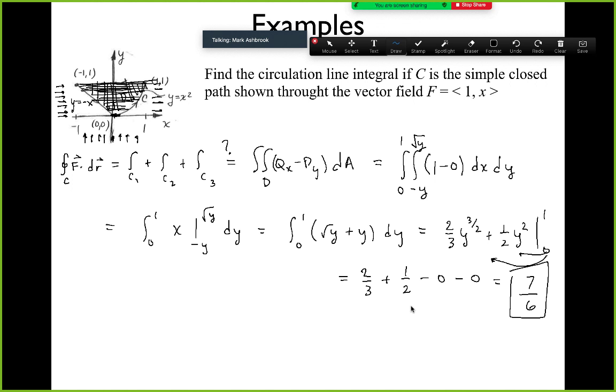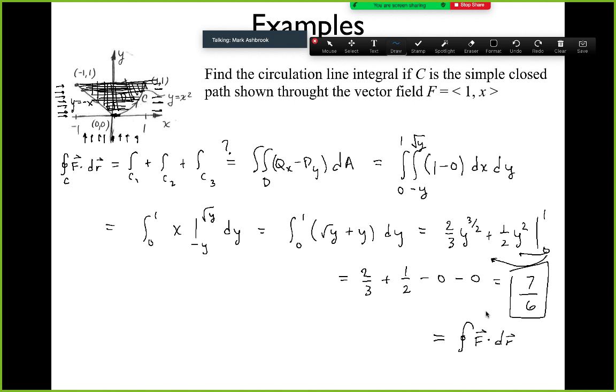So what is 7/6 equal according to this problem? 7/6 equals what? The area of the region. Okay, that's true, but we're going to talk about that in a second. But in terms of what we were asked to find in this problem, what is 7/6? The circulation line integral. Yeah, it's the circulation, right? But we didn't calculate the circulation. We did a double integral. So how does it equal the circulation? Because of Green's theorem.